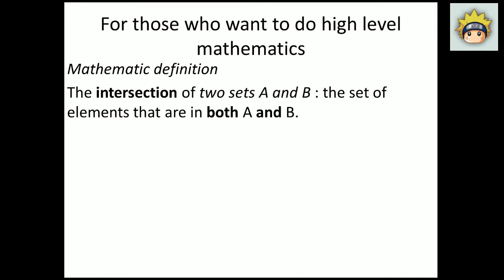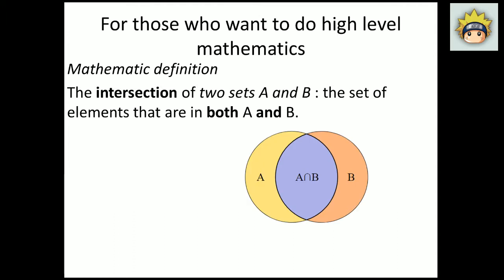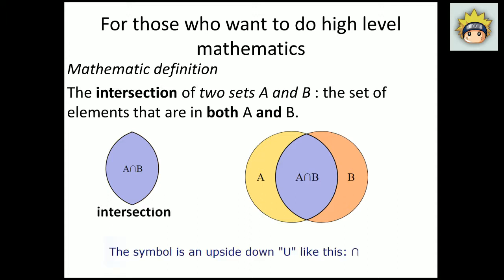The intersection of two sets A and B is the set of elements that are in both A and in B. So the best way to visualize this is by the Venn diagram. Do you see the set of A and do you see the set of B? The intersection here is the purple spot, or the blue, right? We call that the intersection between A and B. The symbol is an upside down U, okay? And that is the symbol of intersection.